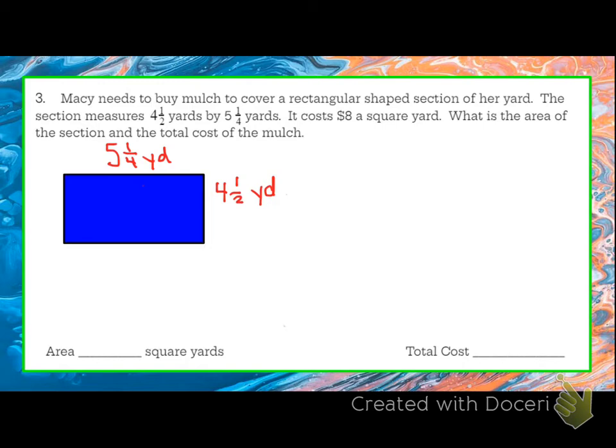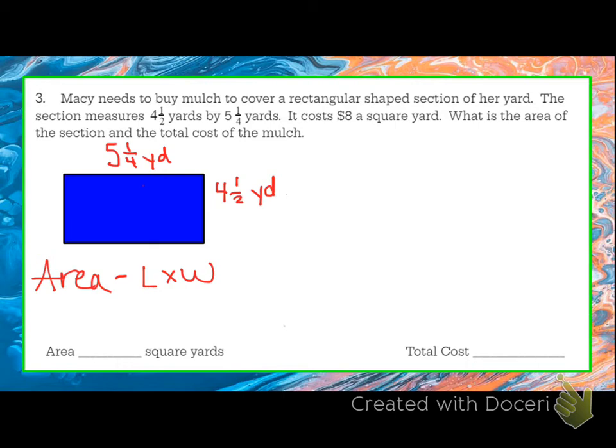So I included a visual because I think for some it helps. We can't forget that area is length times width. Okay, so that's the formula for area. So we want to make sure we don't forget the formula for area. And I did draw a visual just because I think sometimes that helps. So we're going to take our length times our width.